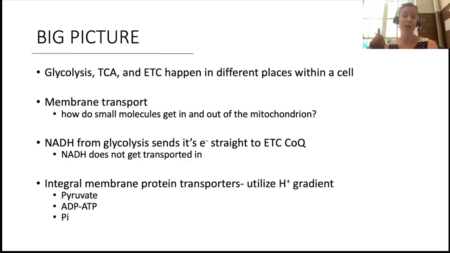First, we talked about how NADH sends its electrons into the electron transport chain, but doesn't actually enter the mitochondrion. And then we talked about 3 different membrane transporters that move pyruvate, ADP and ATP, as well as phosphate.